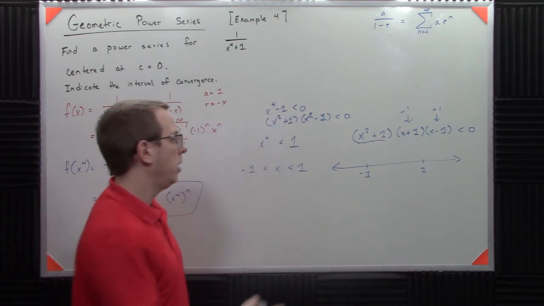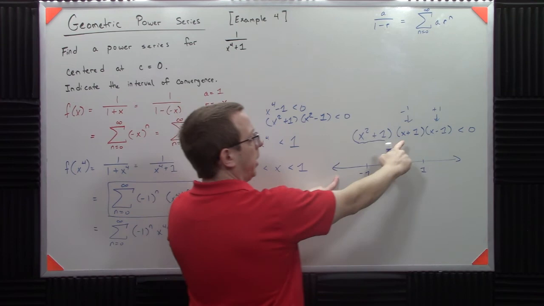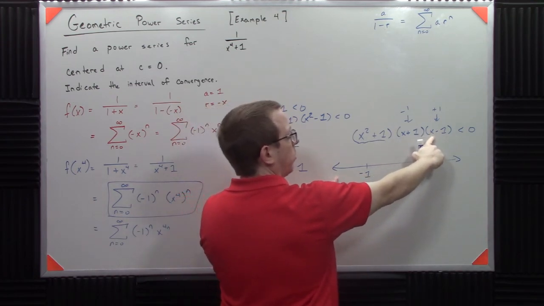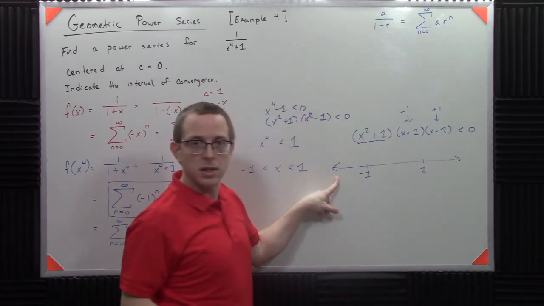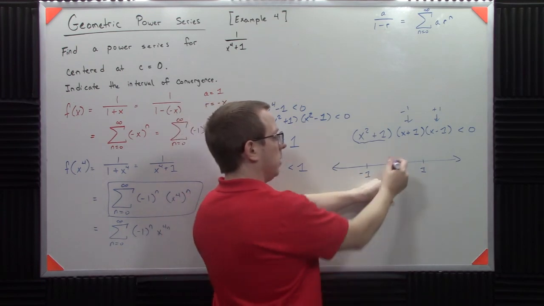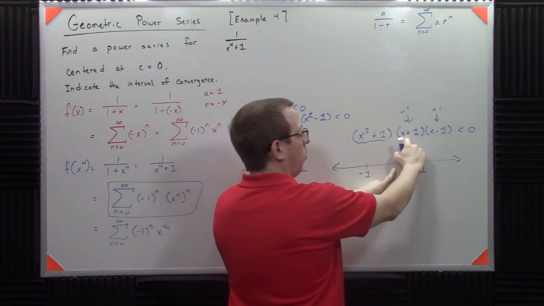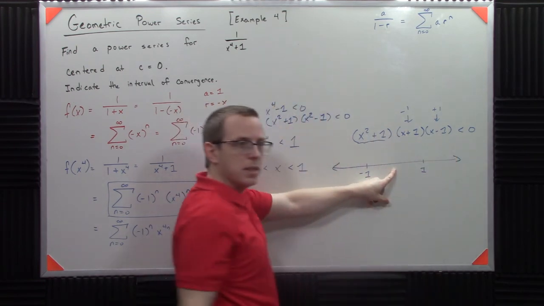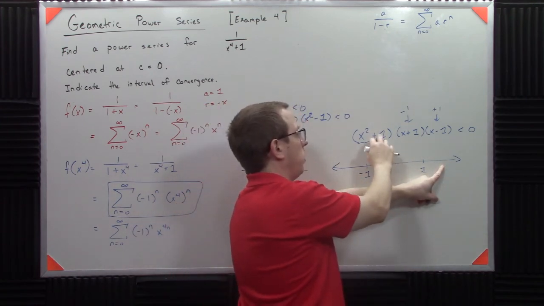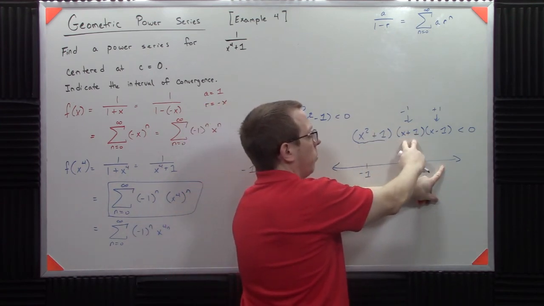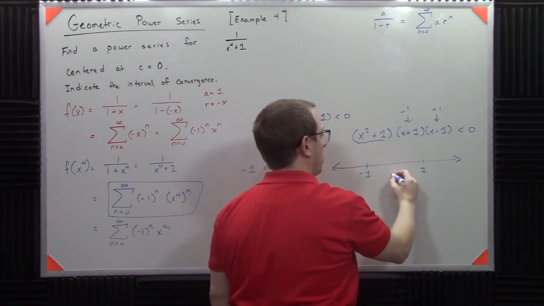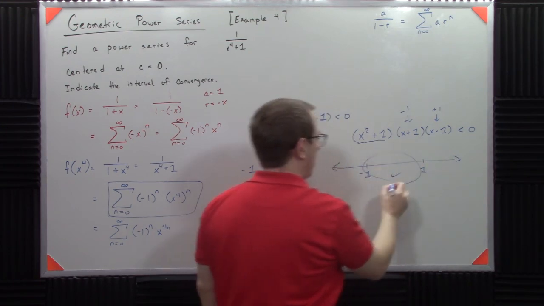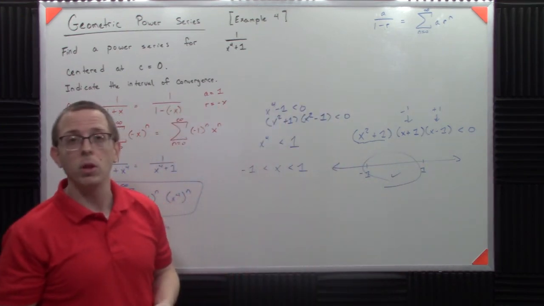You say, all right, if x is negative 2, I get negative 1, negative 3, that's not less than 0. If x is 0, I get 1, 1, negative 1, so that is less than 0. If x is positive 2, I get 5, 3, 1, that's not less than 0. So this is the only interval. You could do it that way if you really wanted to.